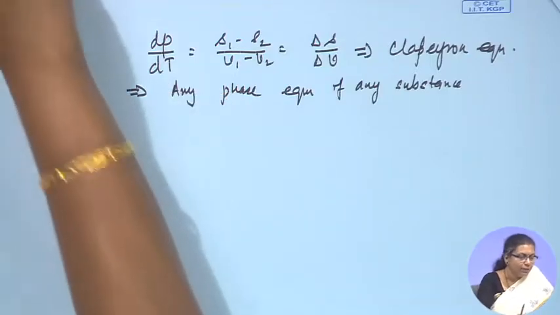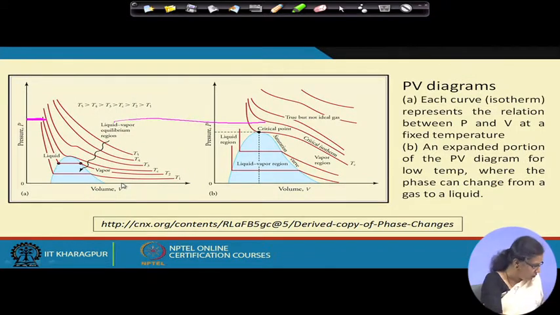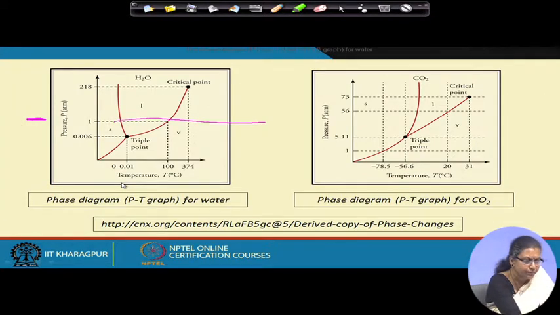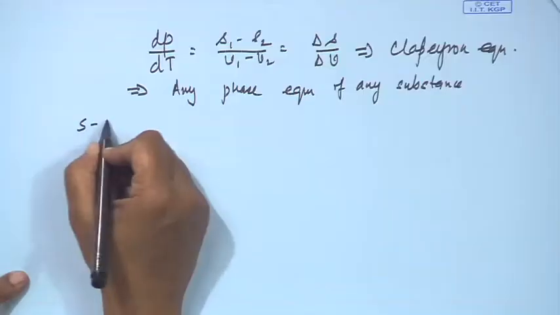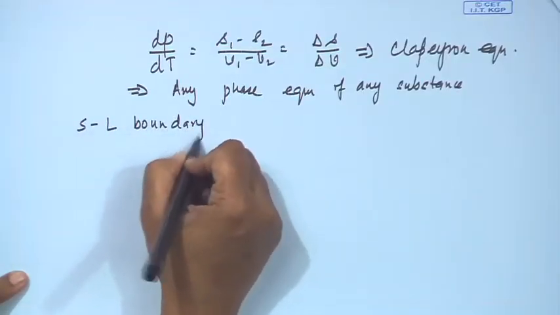So, therefore, what I mean is we can predict the slopes of these PT curves for the different phases, and we can also predict which graph is going to be steeper and which is going to be less steep, and we can do all these things using the thermodynamic data. Let us see what this particular equation reduces to. For example, if we consider the solid liquid boundary.